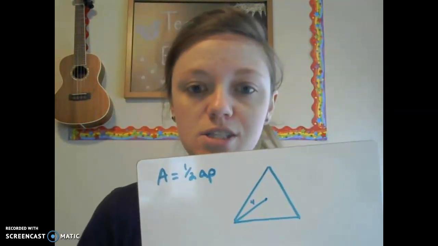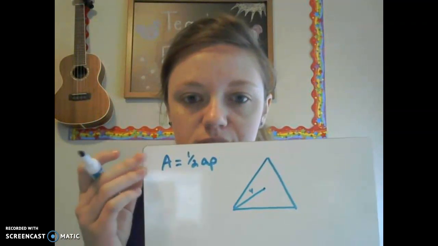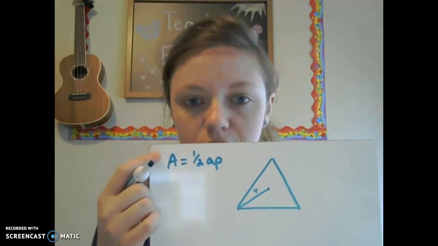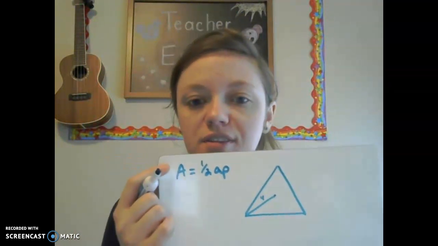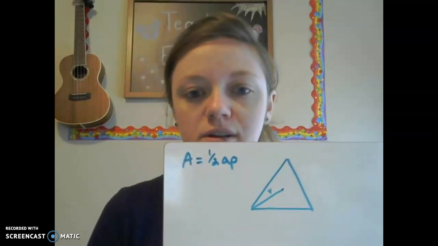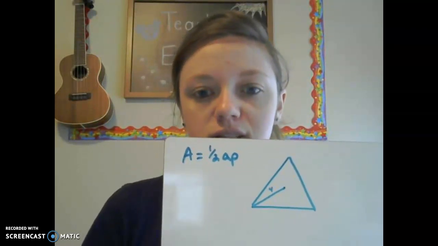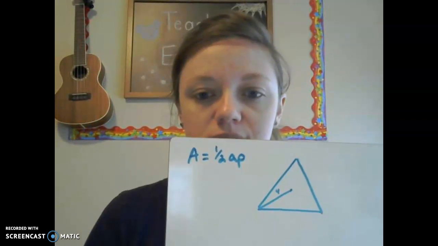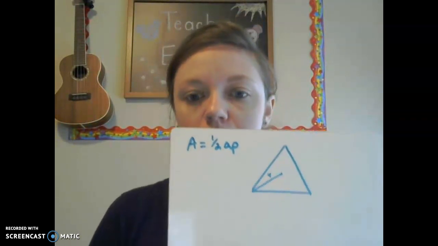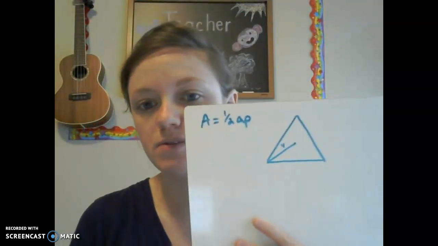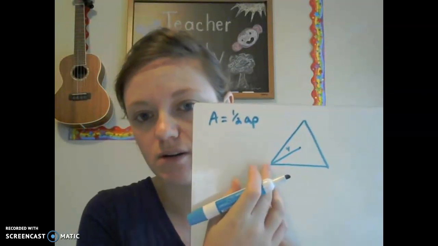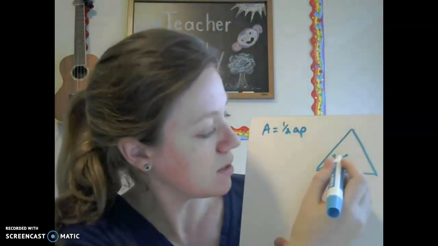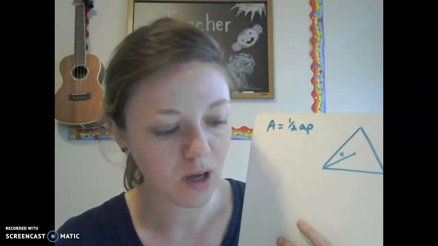For number 12 through 14, we're going to need to use this idea. To figure out the area of any polygon, you can take 1/2 times the apothem times the perimeter. Now, it says that we need to draw a figure, a triangle with a radius of 4 inches for number 12. So I have the figure drawn right here. This is a triangle. The radius is 4 inches.